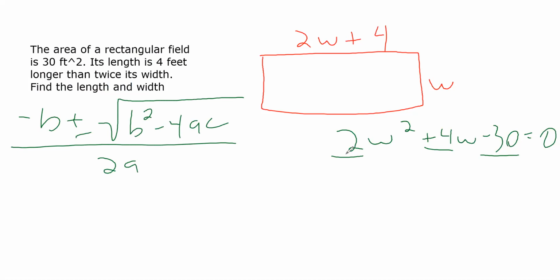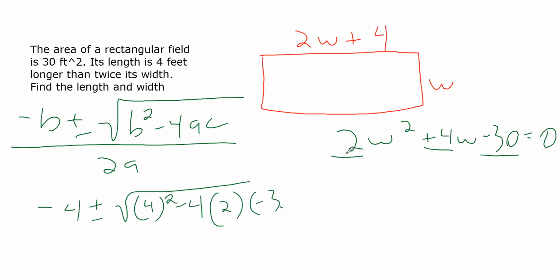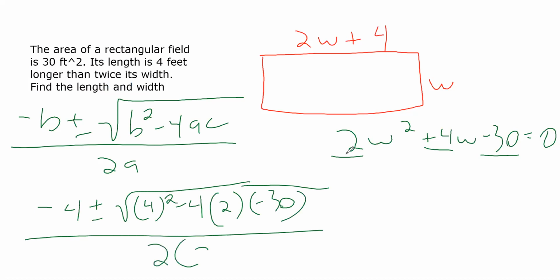So let's just plug them all in. Negative 4 plus or minus the square root of 4 squared, one of my favorite games as a kid, minus 4 times A, which is 2, times C, which is negative 30. All that is going to be over twice A. Well, golly gee, that is a lot, especially when you have it all on the screen there. We have limited screen space.